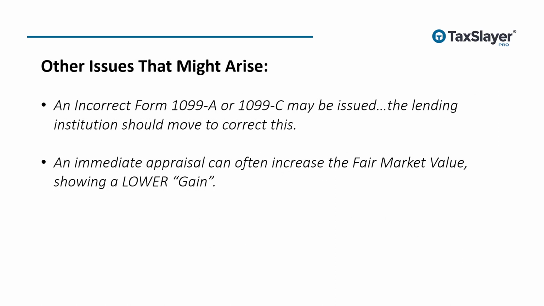Some other issues: an incorrect Form 1099-A or 1099-C may be issued, and the lending institution should move to correct this. An immediate appraisal can often increase the fair market value, showing a lower, quote, gain.